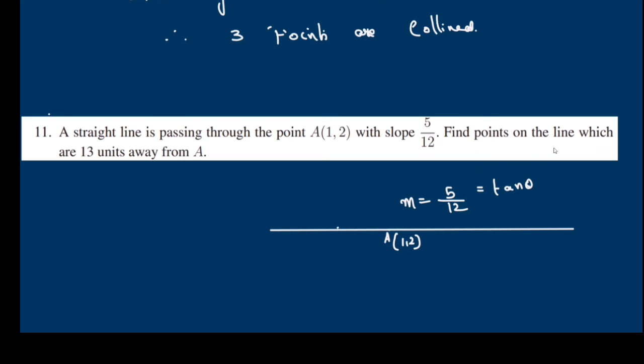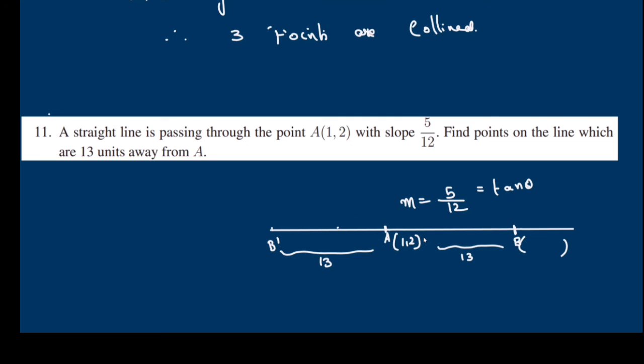Find the points on the line which are 13 units away from A. So the point is B, 13 units. The distance should be 13. So what is the point B? B can be on this side or it can be on this side also. 13 units means this is on a line. So this is 13. It can be either on the right side or here. So we can find 2 points actually. So let us find that point.